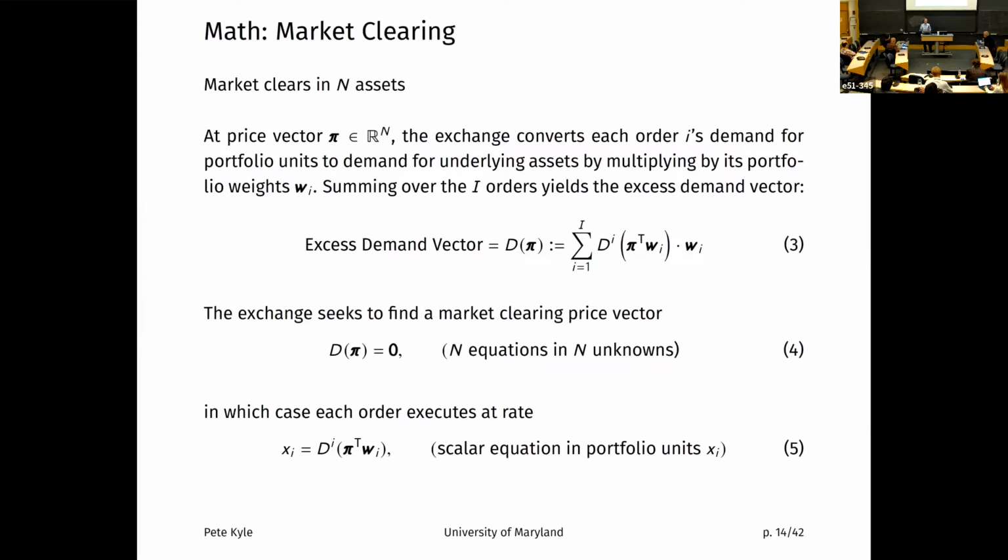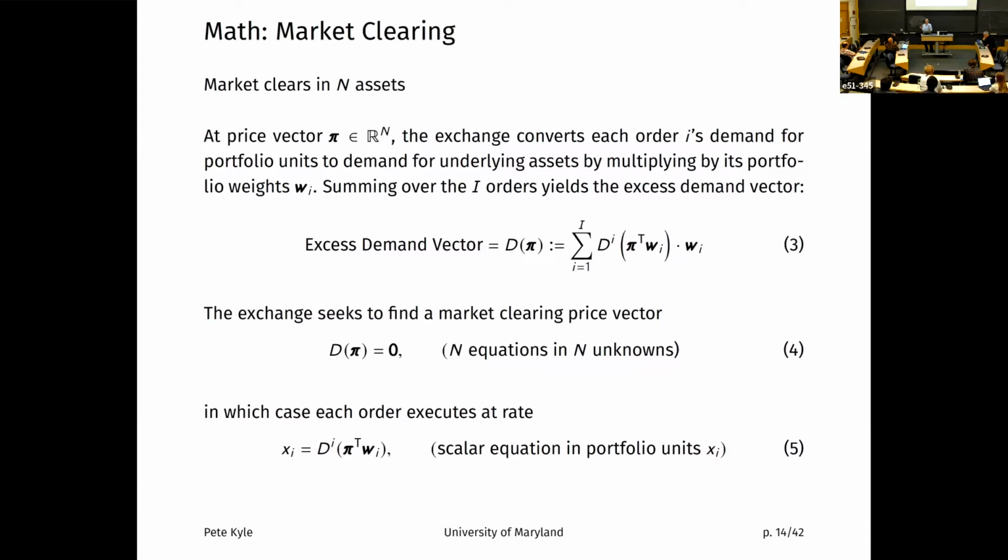So the exchange tries to find prices pi such that when I calculate the demand for my portfolio, that's the capital D that you see in equation 3. That's a scalar quantity that's a function of the value of my portfolio calculated at those market prices, the inner product of pi and W. That gives me the number of units in my portfolio I want to buy. But since the market is going to clear in the assets, I have to take the scalar product of that with the vector of asset weights in my portfolio. That's what you see in equation 3. And then that gives me my demand for assets.